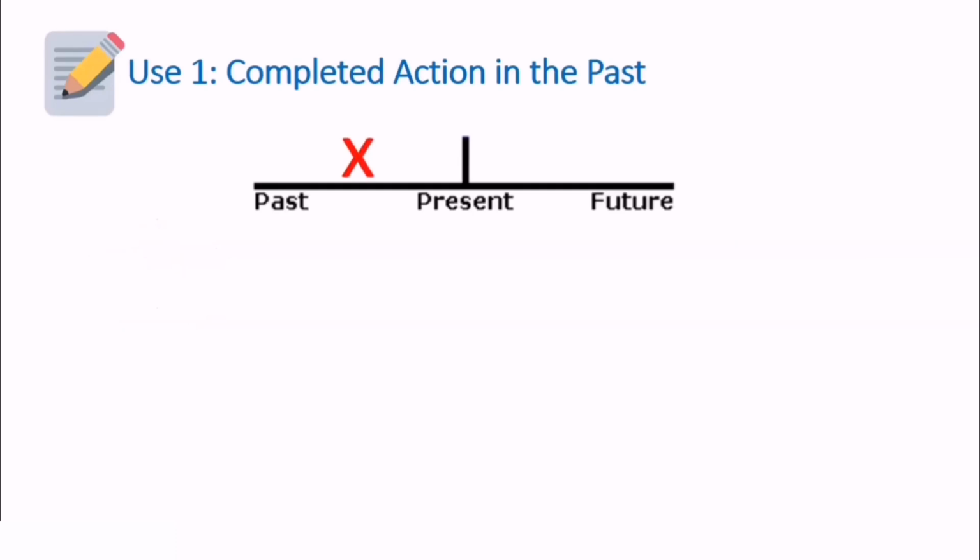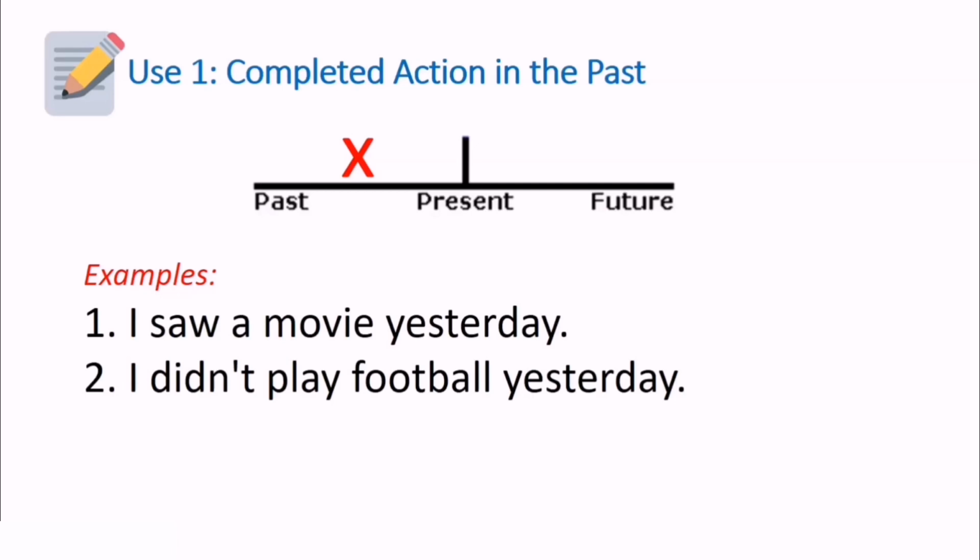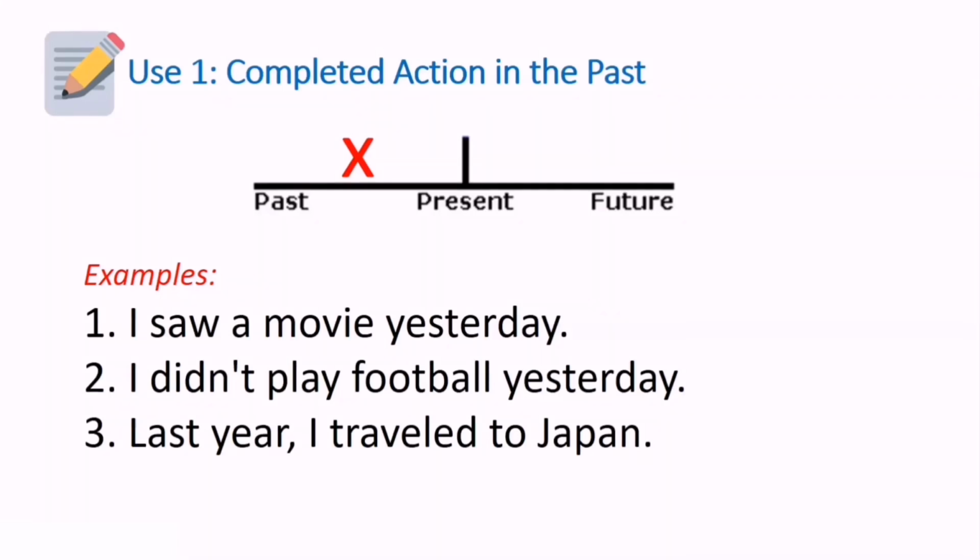Use the simple past to express the idea that an action started and finished at a specific time in the past. Sometimes, the speaker may not actually mention the specific time, but they do have one specific time in mind. Let's look at these examples. Number 1. I saw a movie yesterday. Number 2. I didn't play football yesterday. Number 3. Last year, I traveled to Japan. They are all examples of completed actions in the past because they have a specific time, like yesterday and last year.